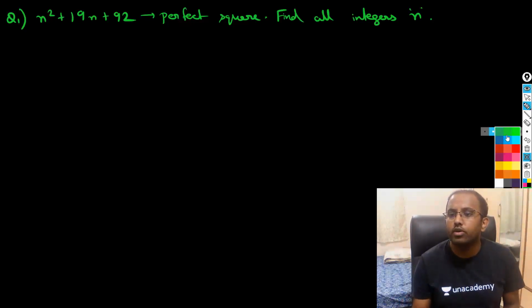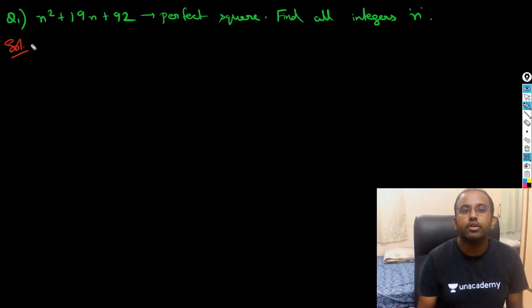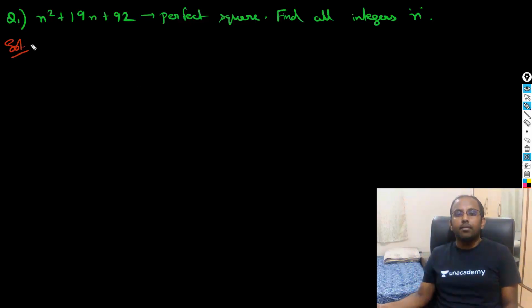So just pause this video and try solving this question. I'll solve it now, guys. Okay, look at the solution here. So n square plus 19n plus 92 is a perfect square.